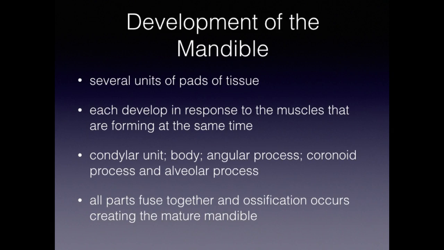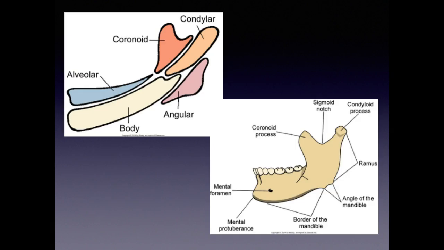Once all of those pads fuse together, that will create the mature mandible, and a lot of the identifying features of the mandible remain named after their original parts. So if we look at the first part, we'll call the condylar unit up here. Now, this condylar unit forms the articulation with the skull, and it's made up of cartilage.